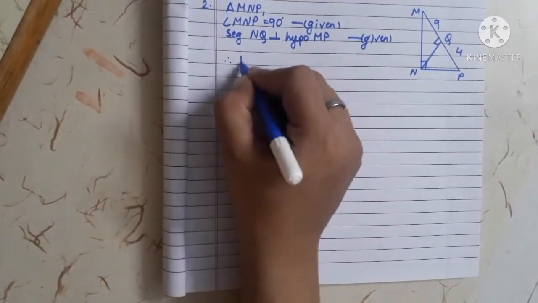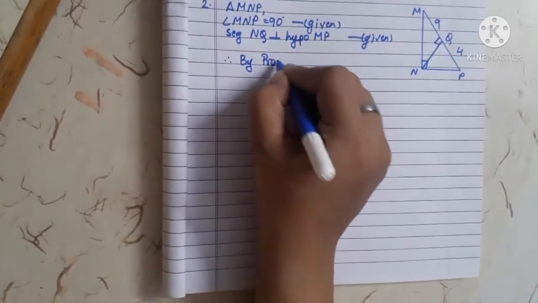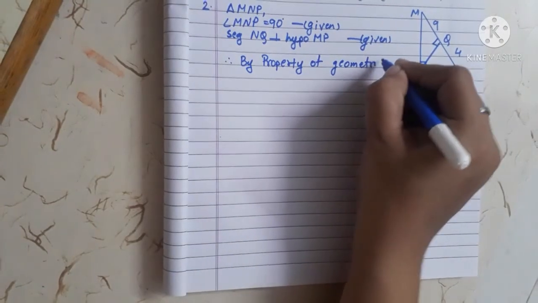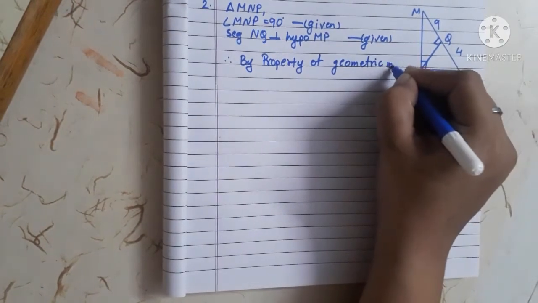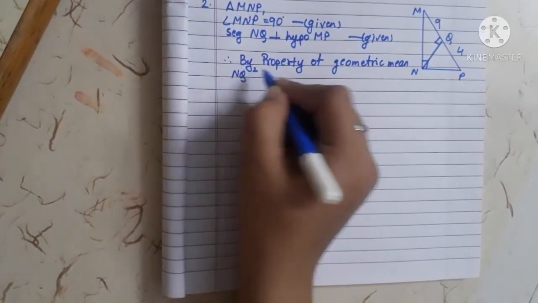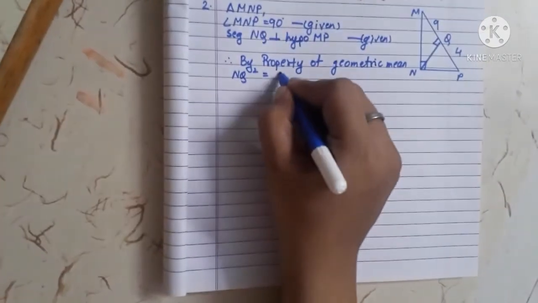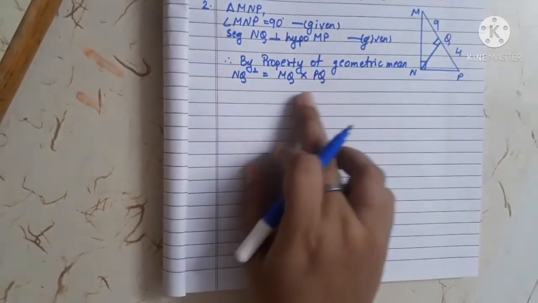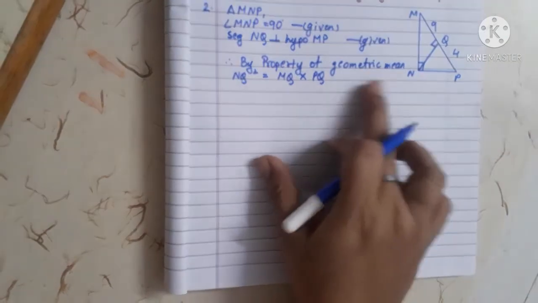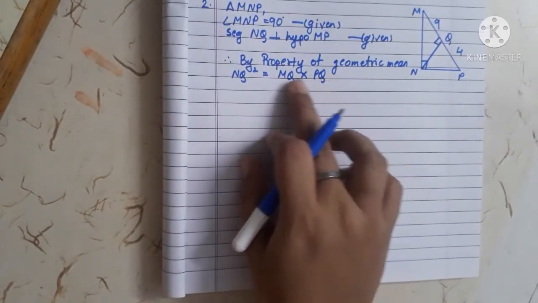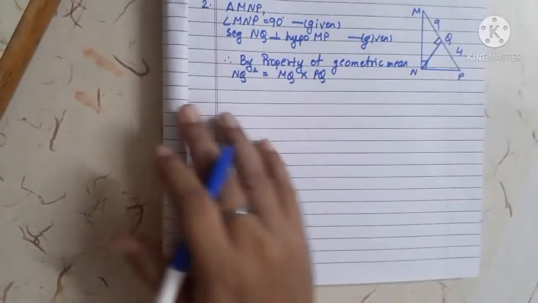Therefore, by property of geometric mean, NQ square is equal to MQ into PQ. Students, you have to be very careful while writing the geometric mean property. Square should not be given to PQ and MQ. Be careful while writing the geometric mean property.